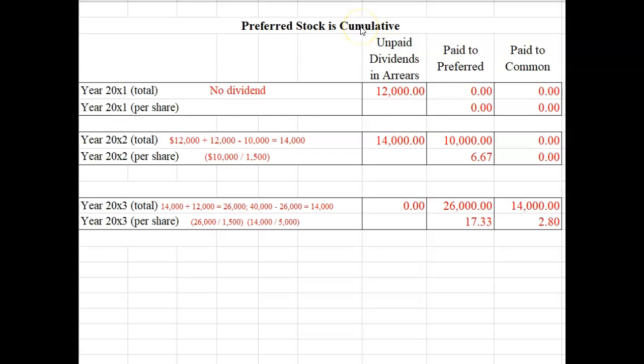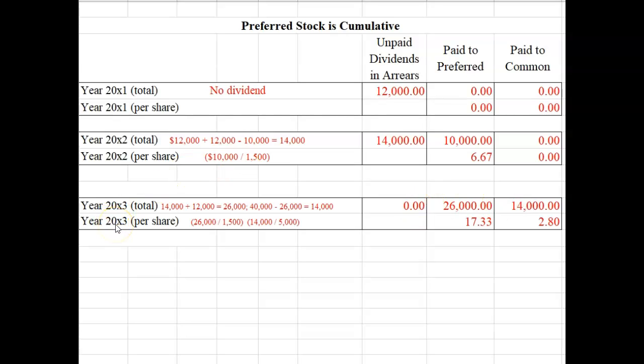For the cumulative preferred shareholders, we owed them in year 3 the $14,000 we had not paid them from year 1 and year 2, plus the $12,000 from year 3, that equals $26,000. So of the $40,000 of dividends paid, $26,000 is paid to preferred, and the rest, $14,000, is paid to common. That's $40,000 total dividends minus the $26,000 paid to preferred equals $14,000 paid to common.